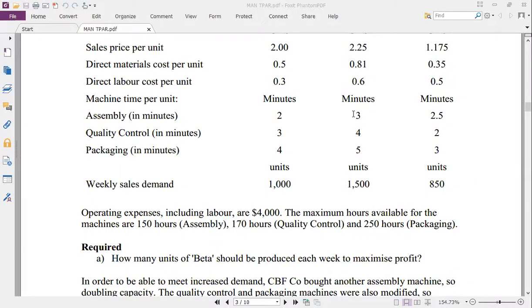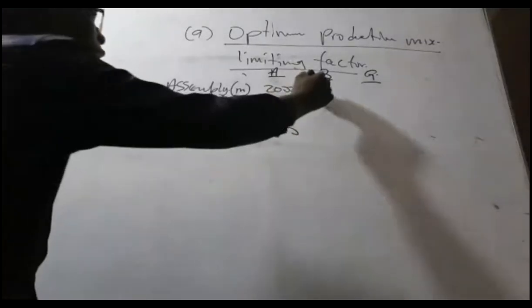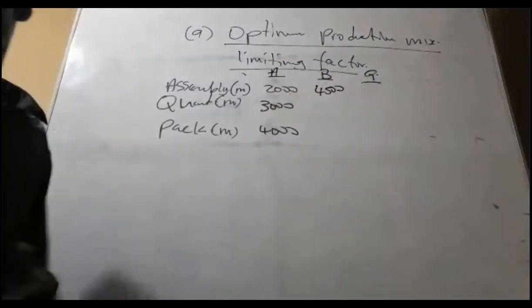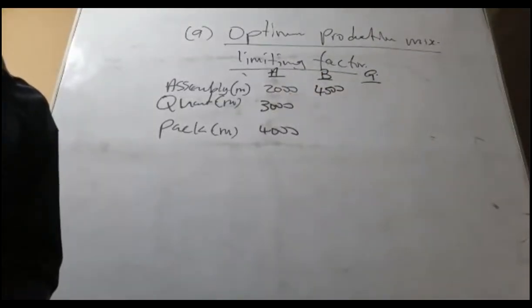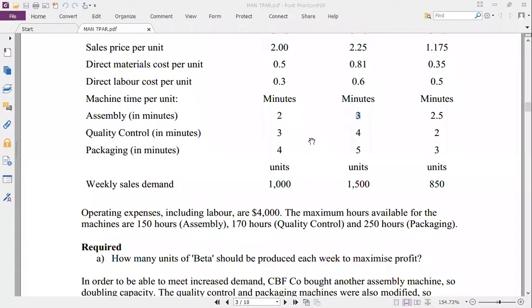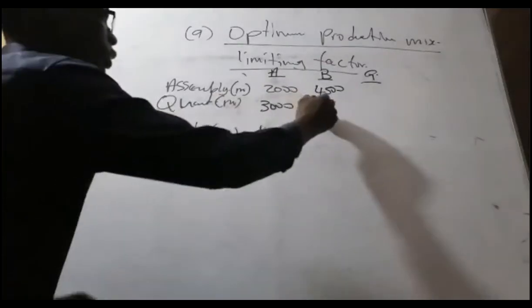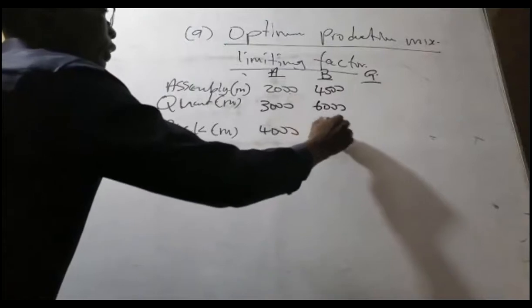Then I'll go to beta. Beta assembly time is 3, but the demand is 1,005. So 3 minutes by 1,005 will give us 4,500. Then we go to quality control, 4, and packaging, 5. So this one will give us 6,000 and 7,500.